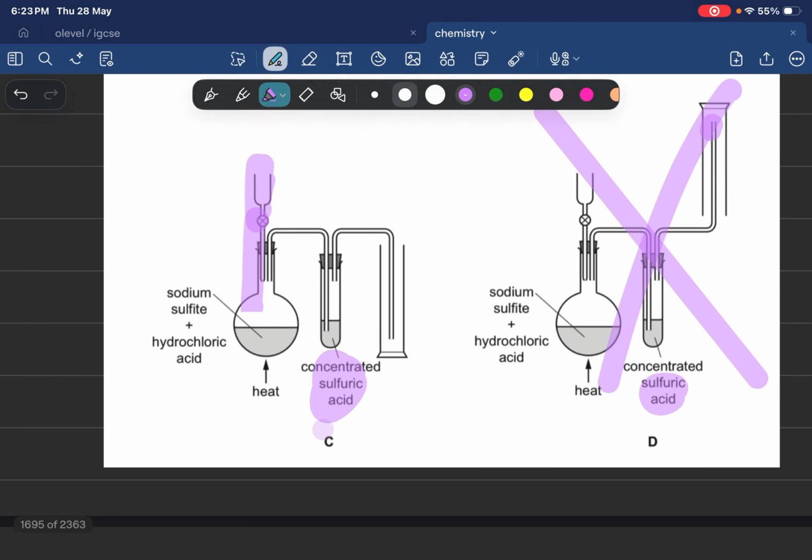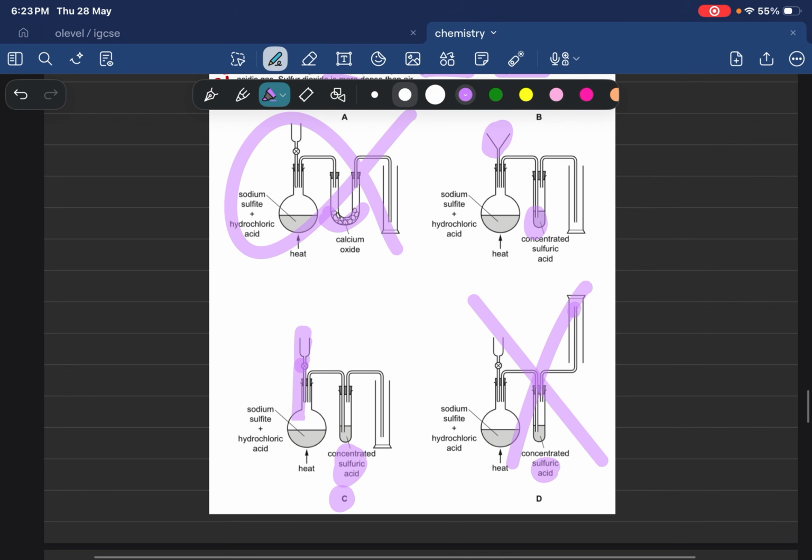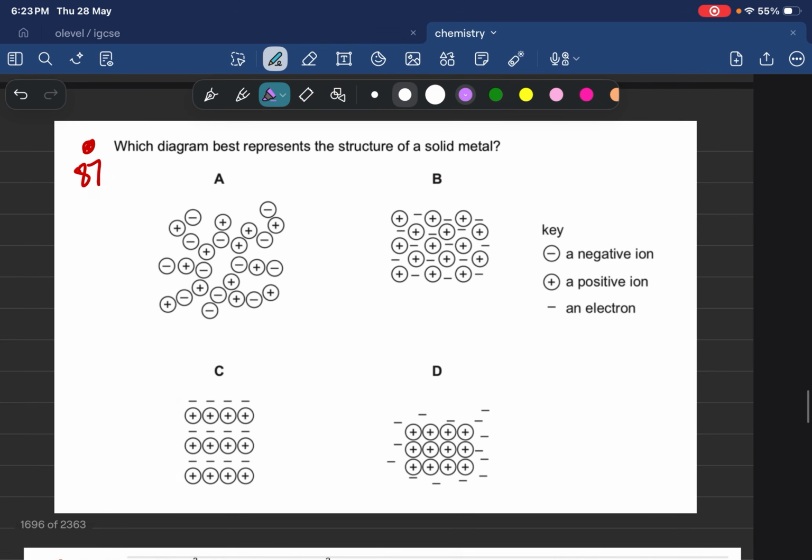So this was a little confusing. The choice should be a funnel or a burette, but look, you're producing an acidic gas, you don't want it to escape from here, you want it to transfer to this.